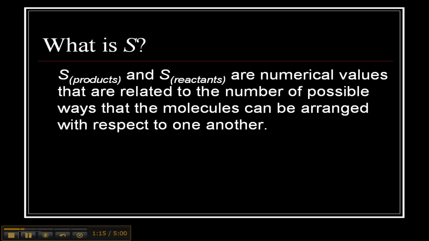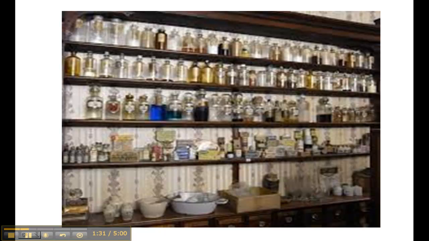So what is S? We look at the entropy of the products and we look at the entropy of the reactants. These are numerical values that are related to the number of possible ways that the molecules can be arranged with respect to one another. So let's look at this example. We've got knickknacks or beakers or jars on a shelf. Every time we rotate or move one of these, then we've created a new arrangement. The greater the number of possible arrangements, then the greater the S value.